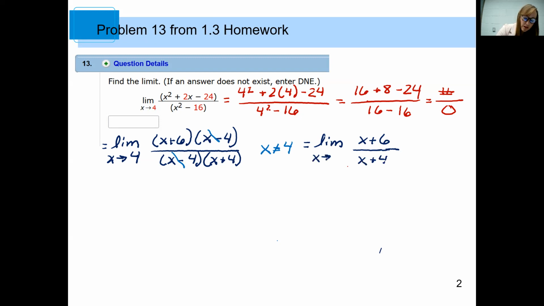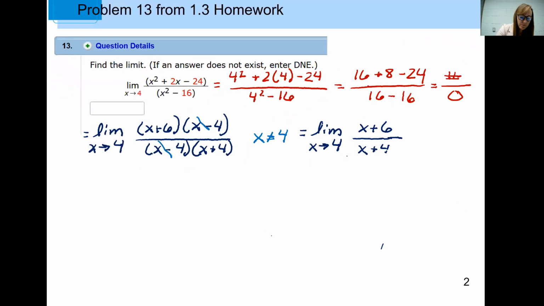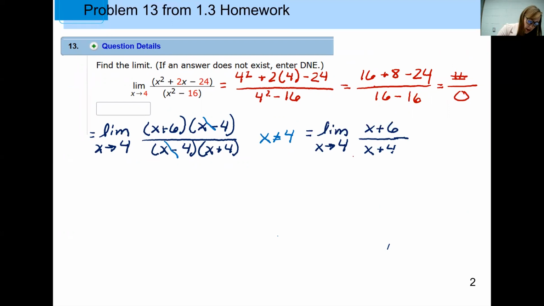Okay, so I look at the limit as x approaches 4, and we know that their limits are going to be equivalent because this given expression and my reduced expression agree at all values of x except for one point, that point where x equals 4. So their limits are going to be equivalent. And now I can directly substitute. This new function is defined at 4.